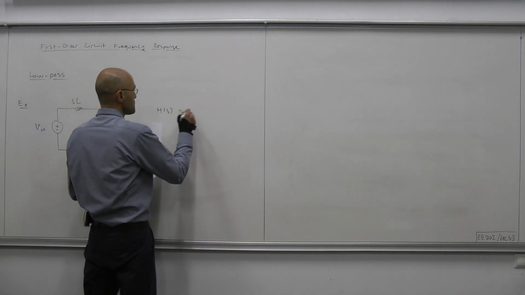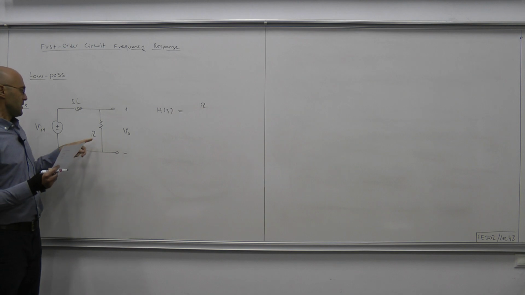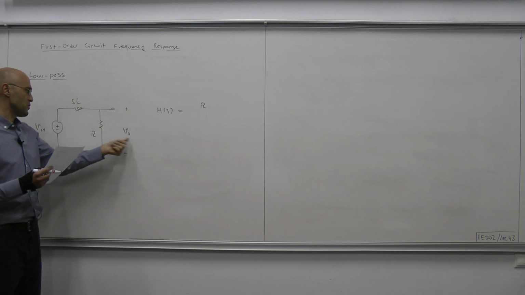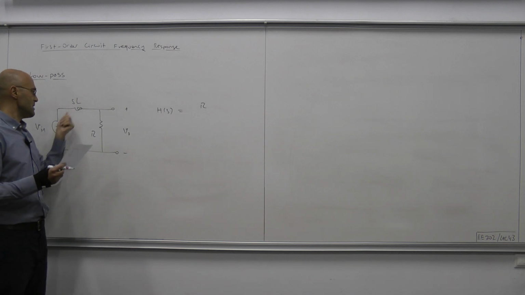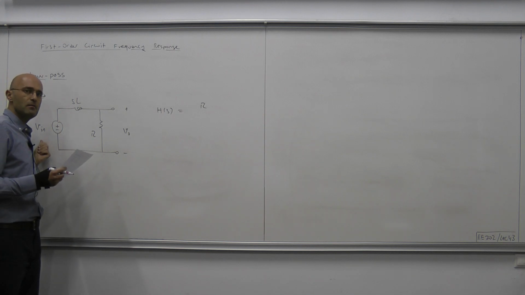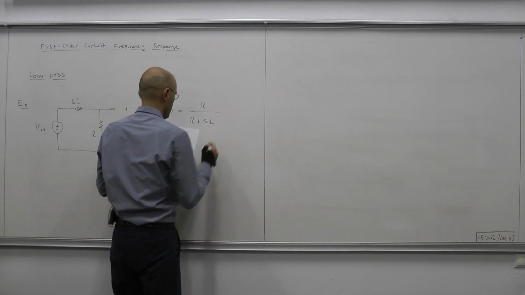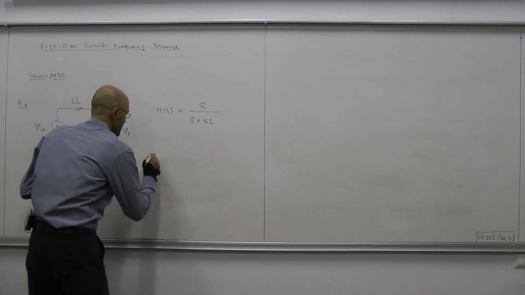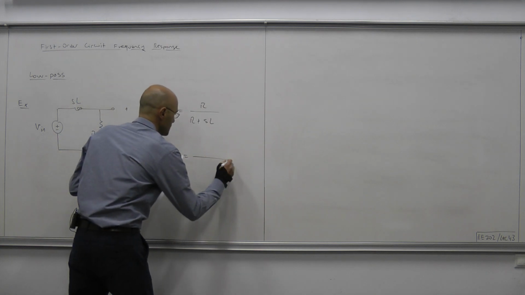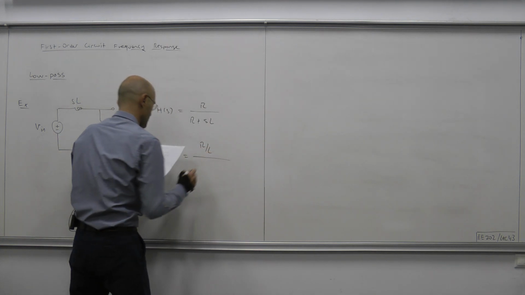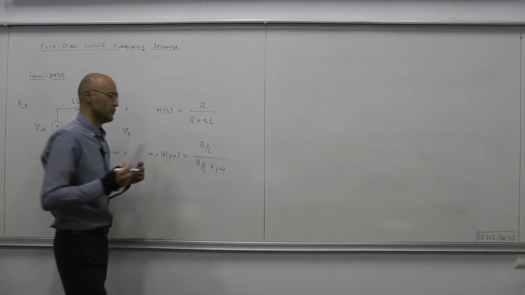So H of S, the transfer function, equals V0 over Vin. By voltage division, it equals R over the overall impedance seen by the input voltage, which is R over R plus SL. Therefore, H of J omega can be written as R over L divided by R over L plus J omega.